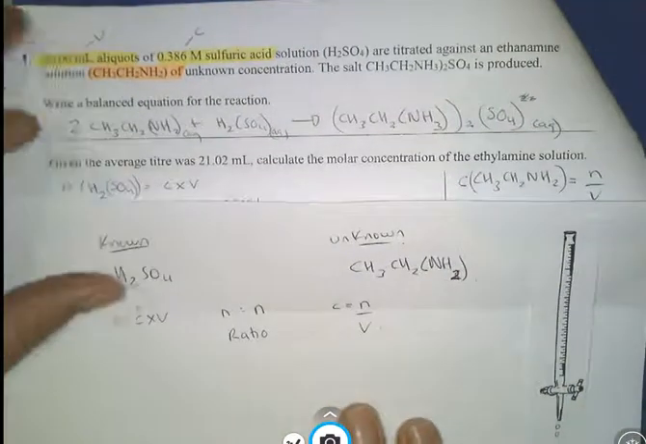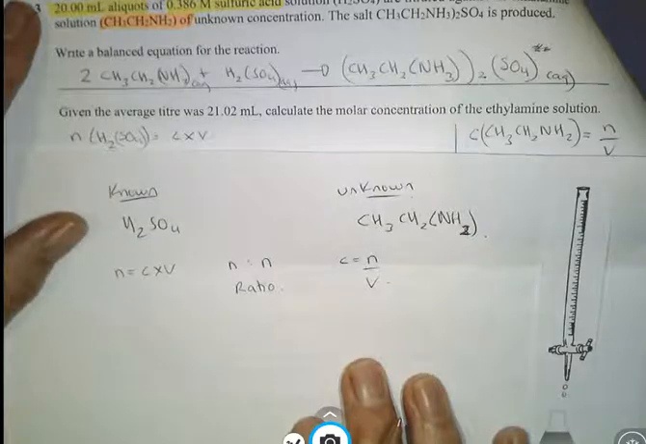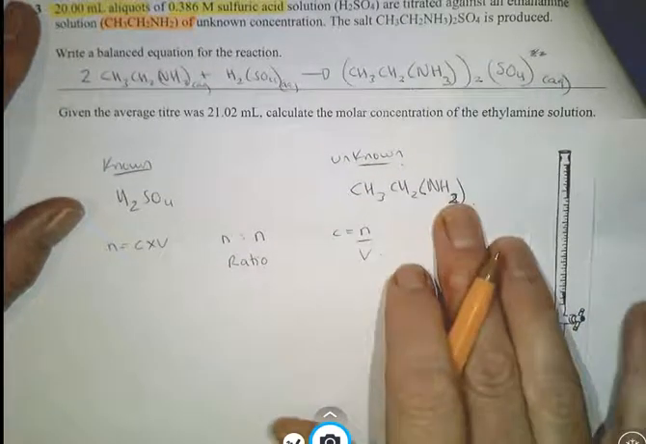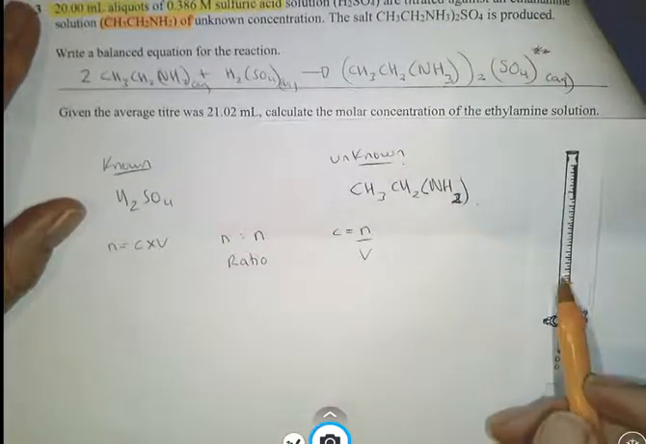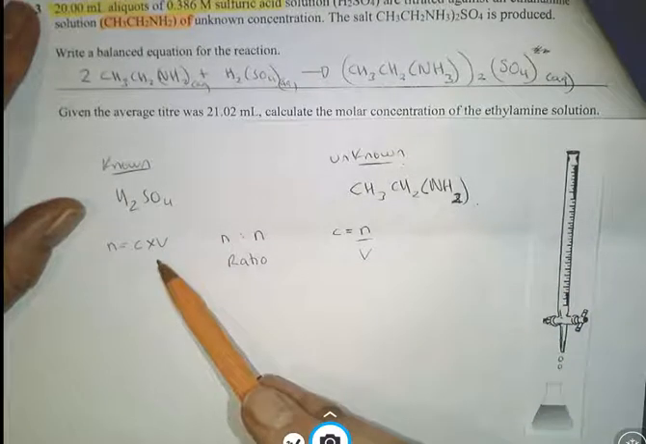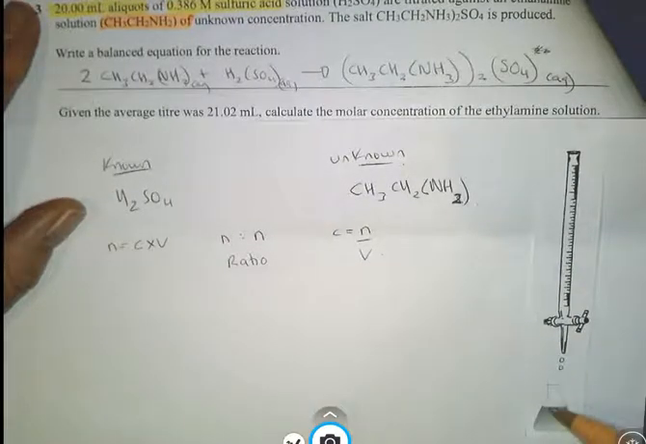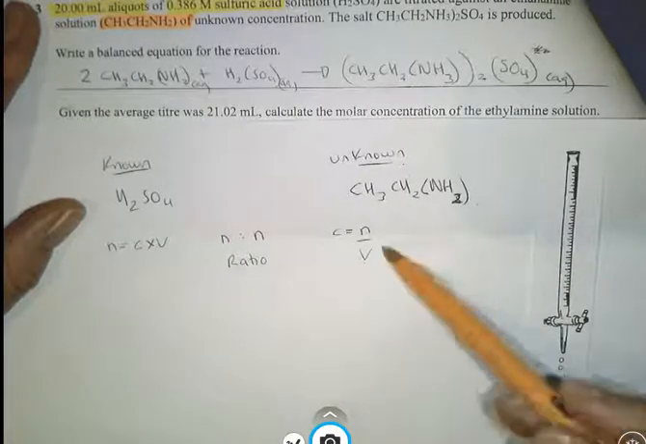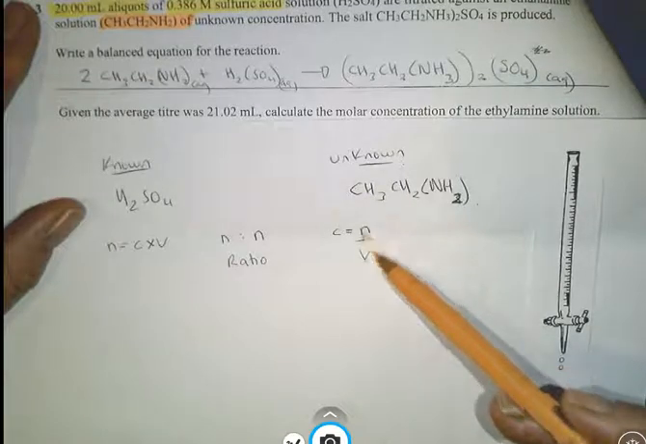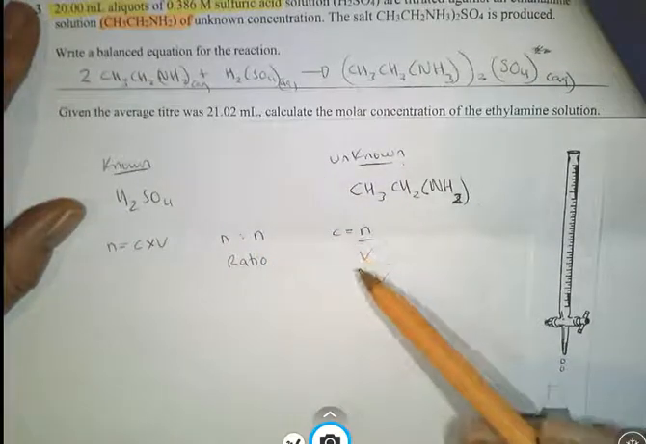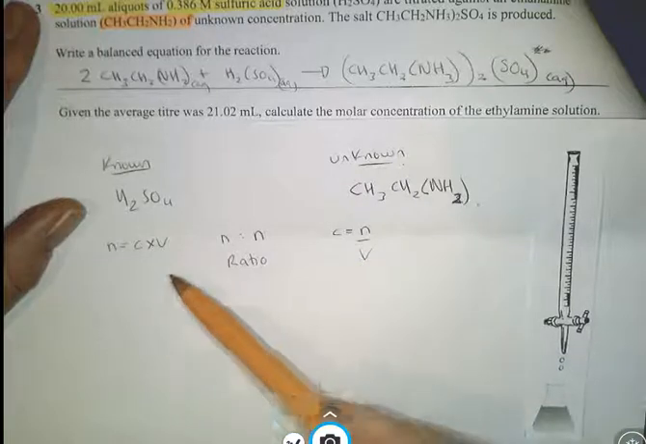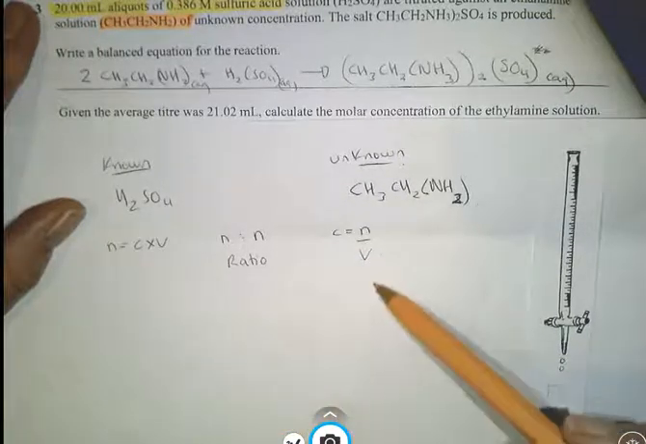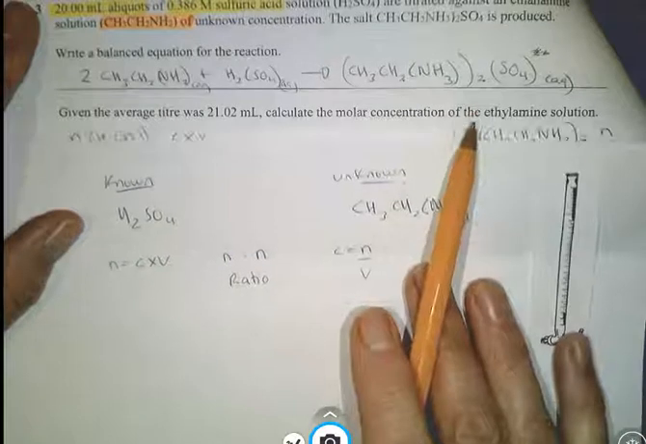Okay, so given the average titer was this, calculate the molar concentration of the ethanamine. They're not giving you steps here, they're going straight to this. So we have to do all our steps first. We need to know the number of moles that was down in here to start with. Then we need to use our ratio to work out how many moles we needed. And then once we've got the number of moles that we needed, we can use that volume to work out the concentration. So they haven't given you 3 questions, they've just straight away asked for this. So you need to know that there's 3 steps.